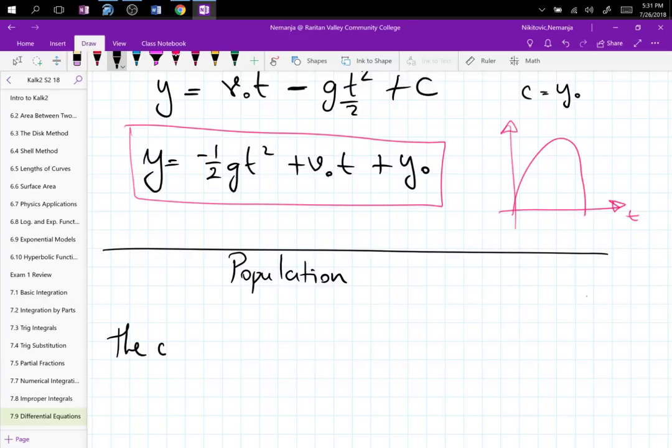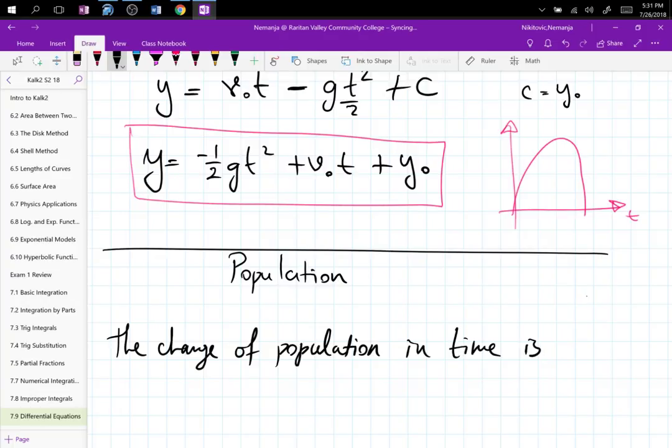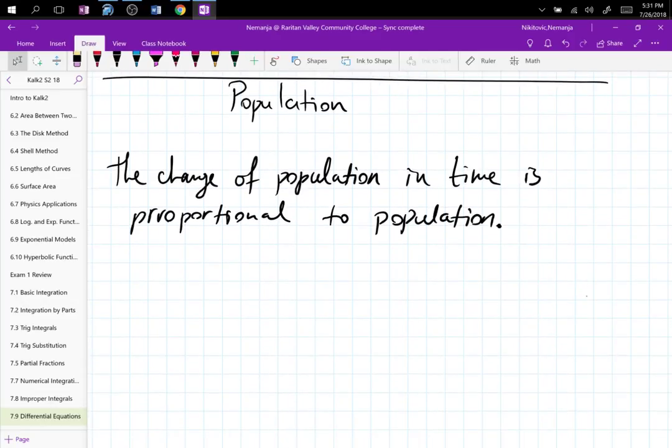The change of population in time is proportional to population. This sentence makes sense. The change of population will be proportional to population. Let's think about it.